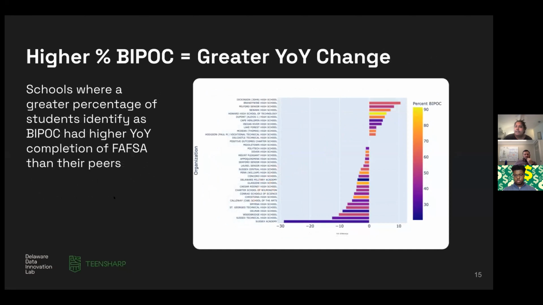Schools where a greater percentage of students identified as BIPOC had higher year-over-year completion of FAFSA than their peers. So what this means is the difference. So here the yellow and orange bars tended to be towards the top part of the difference. And schools that were more majority white, the purple and pinks on this graph, had a bigger drop in their year-over-year change.